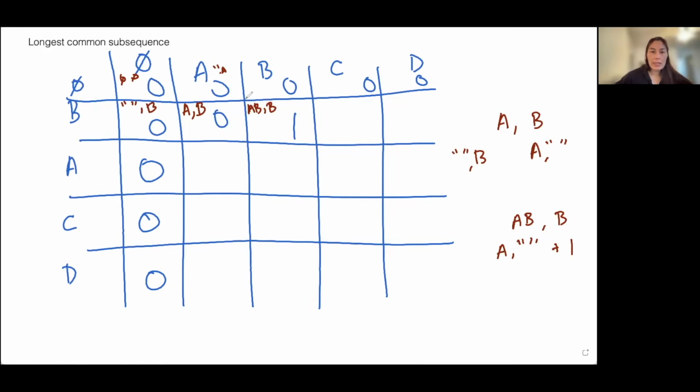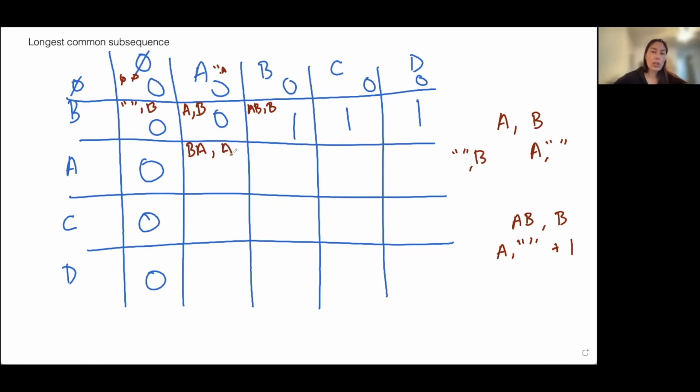Now we have A, B, C compared to B. Well, B and C do not match. So we look left, we look up, we take the larger number. B and D also do not match. So we look left, we look up, we take the larger number. In this cell, we're comparing BA to A. A and A match.